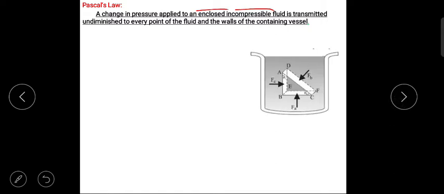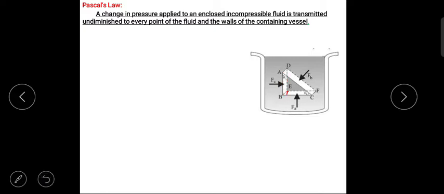To understand this, let's draw a figure. Suppose there is a container. This is the container, and here is a triangular object which is kept submerged in this beaker. So there are three faces. First is the perpendicular, second one is the base, and third is the hypotenuse. At each face, there will be some force. If I categorically mention that ADEB, BCFE, ACFD are the faces, then in the face ADEB, I'm denoting the force FC.